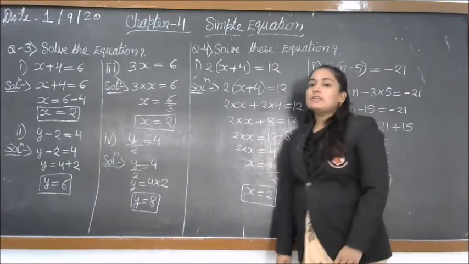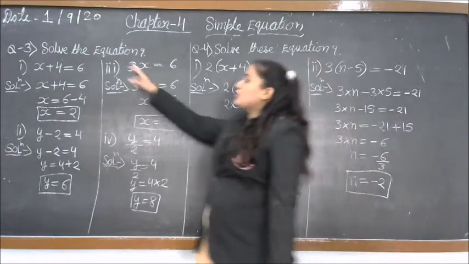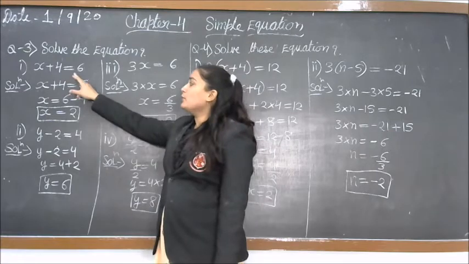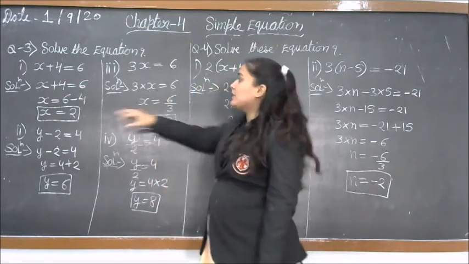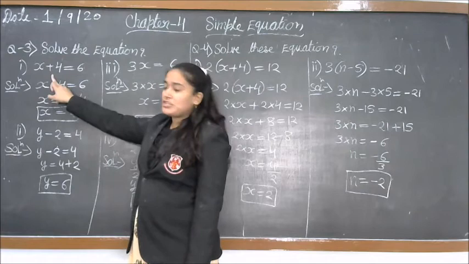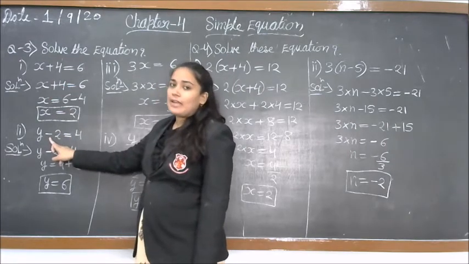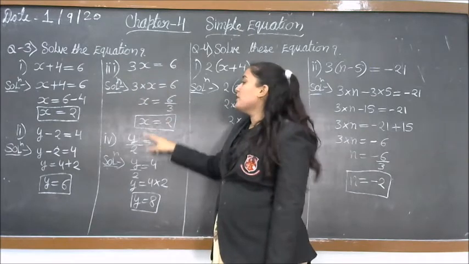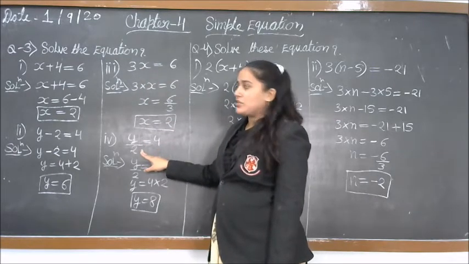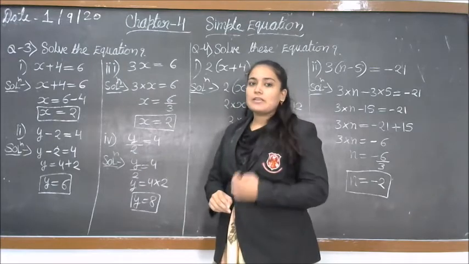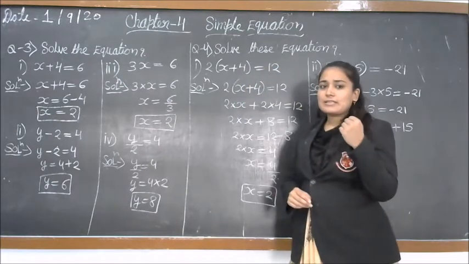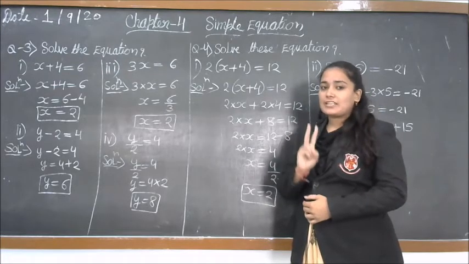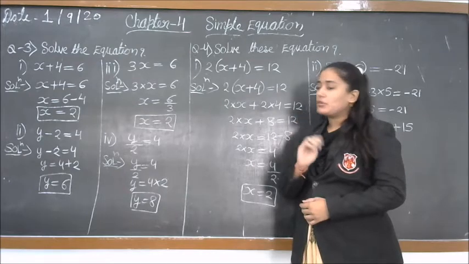Okay students, now we discuss some other questions. Question number 3, solve the equation. In this question we have some operations. In the first question we have addition, in the second subtraction, in the third multiplication, and in the fourth division. In mathematics, as I discussed previously, there are 4 operations: first addition, second subtraction, third multiplication and fourth division.